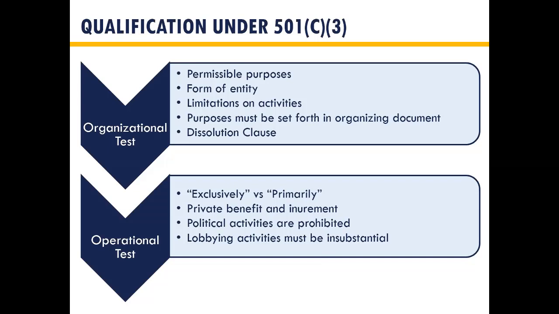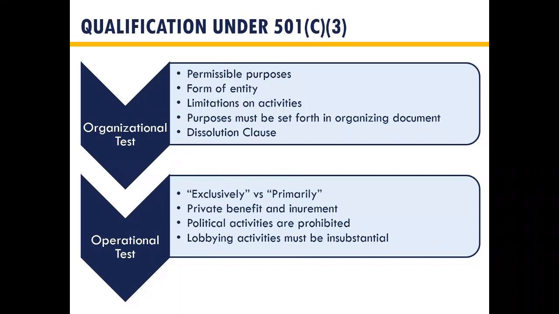When we talk about the organizational test that needs to be met, the organizing documents limit the organization's purpose to those that are listed in 501c3 specifically, and an organization cannot empower or engage, other than in an insubstantial part of its activities, in any activities that are not of its exempt purpose. In addition, the assets must be permanently dedicated to the exempt purpose. This means that in the event that an organization dissolves, all of its assets must be distributed for that exempt purpose. That's the dissolution clause.